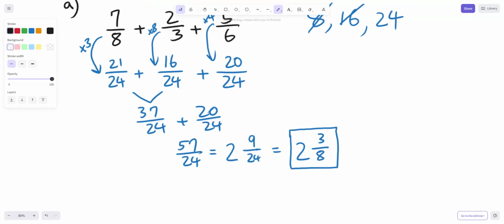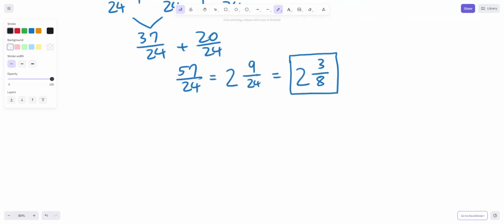What if we have mixed numbers? So B. What if it's 7 and 1/3 plus 8 and 1/5? Well, 3 and 5 have nothing in common, so I know that the common denominator is going to be 3 times 5, or 15.